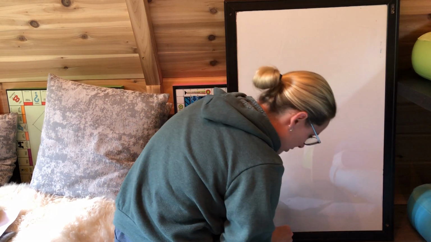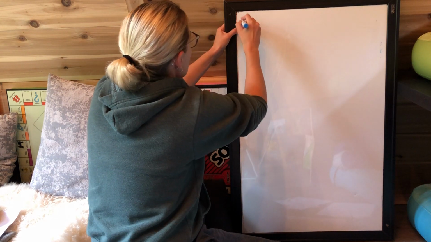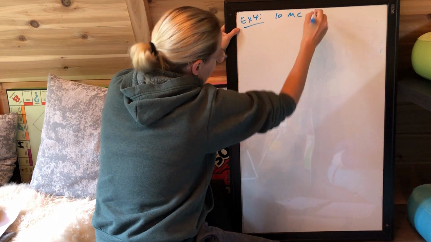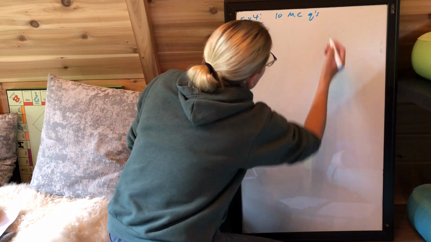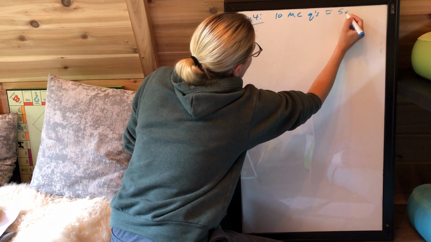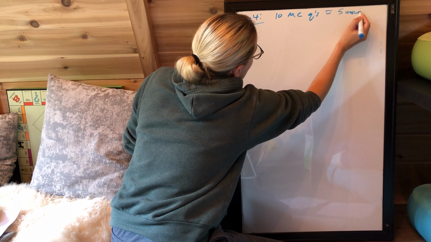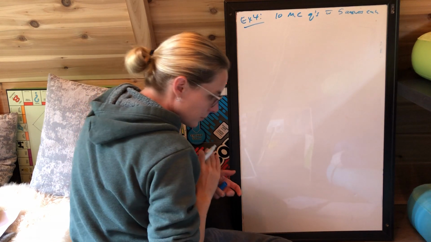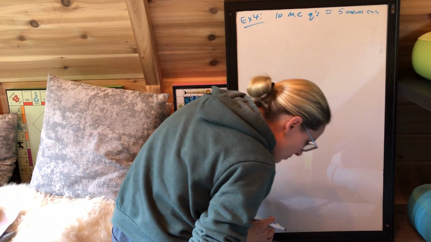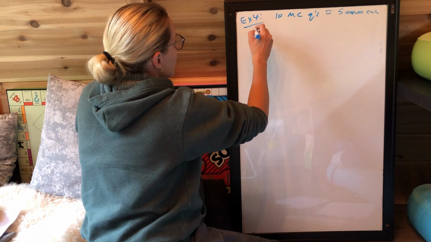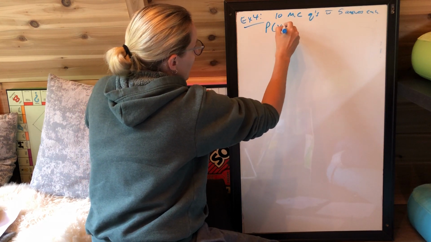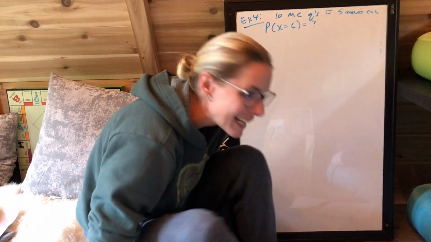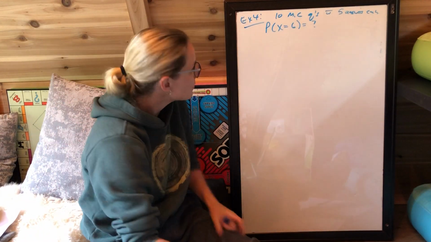Okay, so example 4 says 10 multiple choice questions with 5 answers each. So that means they have A, B, C, D, E. What's the probability of getting 6 out of 10? Find the probability that x equals 6. That's really what we're looking to get. We're saying, what is the probability we get exactly 6 out of 10 correct?